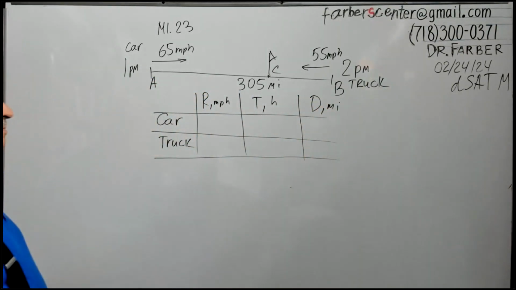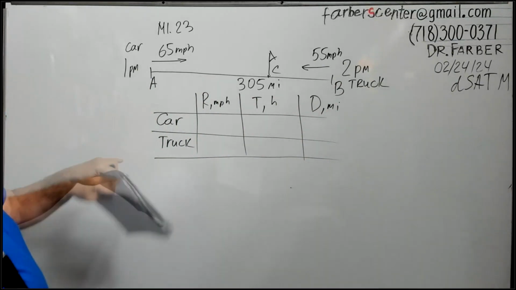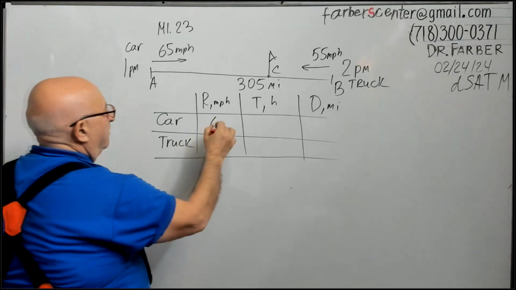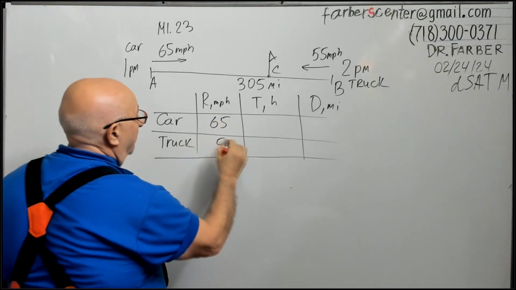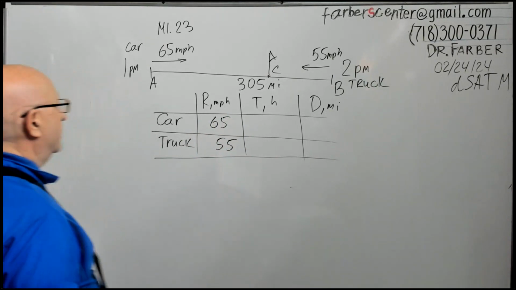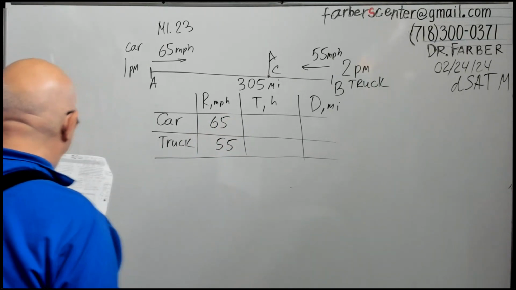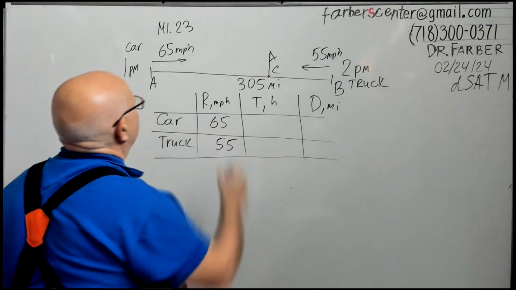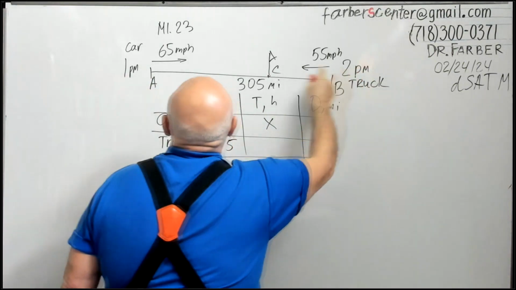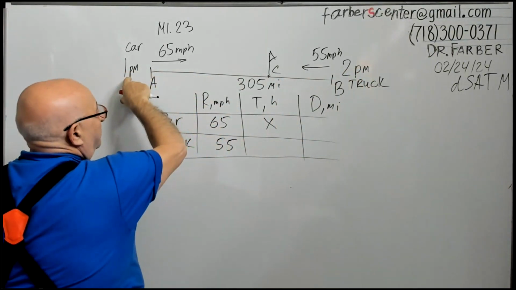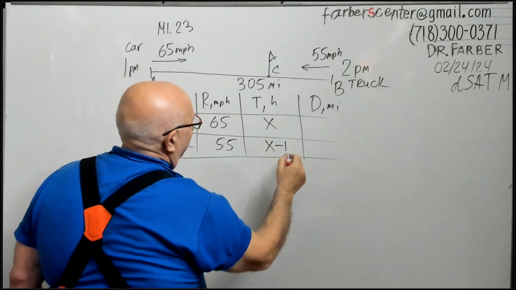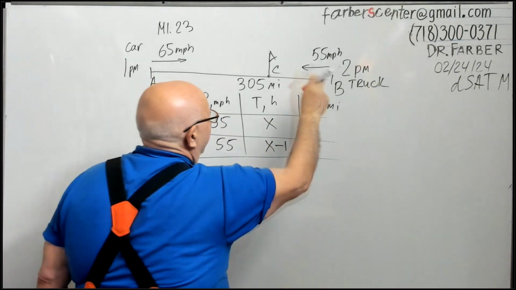This is step number 2. Next, incorporate this table or matrix with data: 65 and 55 respectively. They did not start at the same time; the truck started at 2 p.m. So if the time for traveling of the car is x, and 2 p.m. is 1 hour later than 1 p.m., the truck drives 1 hour less because it started later.